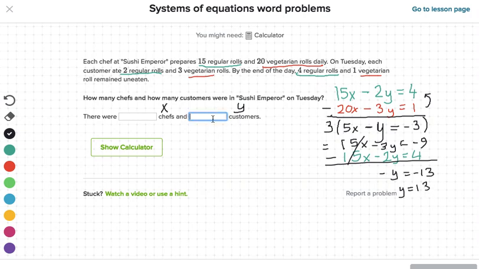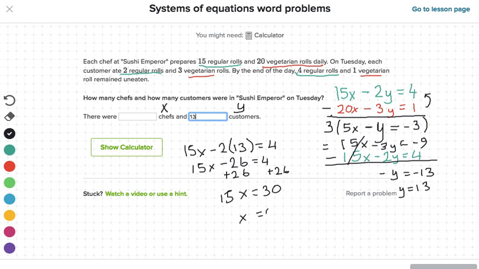So all I've done here is solve for y. There's multiple different ways of doing this, and I like this way because it's showing different things that you can achieve with your equations. Once you have your 13 customers, you can plug your 13 in anywhere you like. So again, working off the first equation, we can say 15x minus 2 times 13 is equal to 4, and therefore 15x minus 26 equals 4. Adding 26 to both sides of the equation gives us 15x equals 30, and this makes a lot of sense. x equals 2.